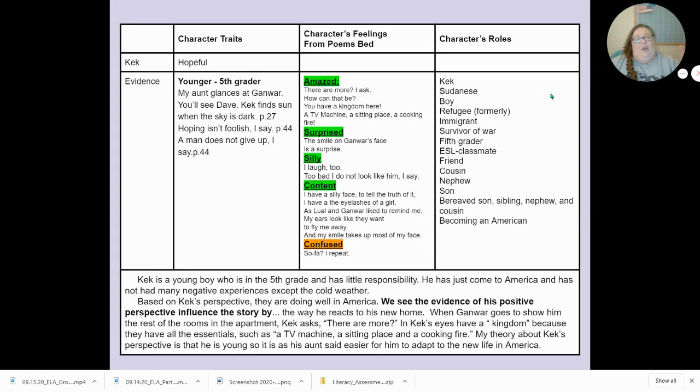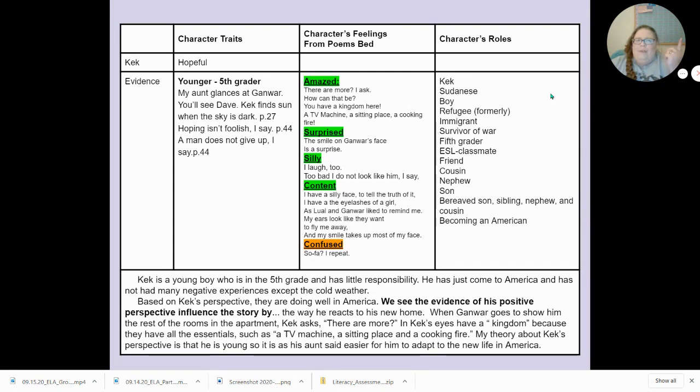He's also an emigrant because he left his country, but that emigrant is spelled with an E instead of an I at the beginning. He's a survivor of war. He's a fifth grader. He's an ESL classmate, a friend to Hannah. He is a cousin to Ganwar. He's a nephew to Ganwar's mother, his aunt. He is a son to his mother, which we don't know where she is right now. He's also a bereaved son, sibling, nephew, and cousin.